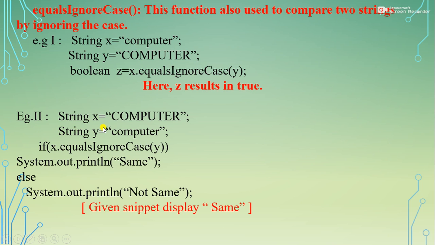Next see the example. Again in the x variable I am storing all capital letters, this word COMPUTER, and y in small letters. If x dot equalsIgnoreCase y, System dot out dot println same, else System dot out dot println not same. The given snippet will display same, since I am checking with equalsIgnoreCase.